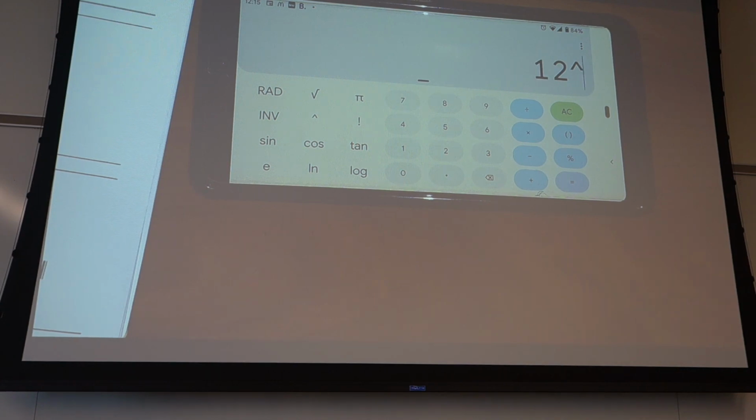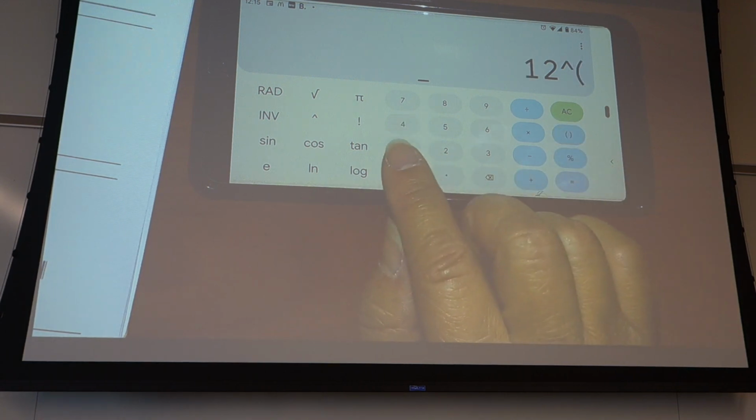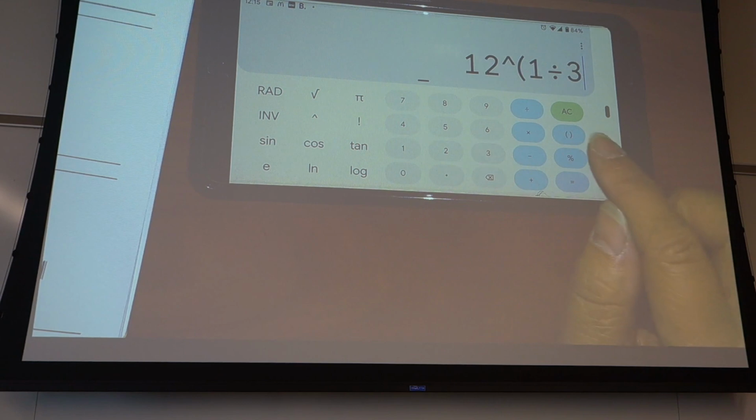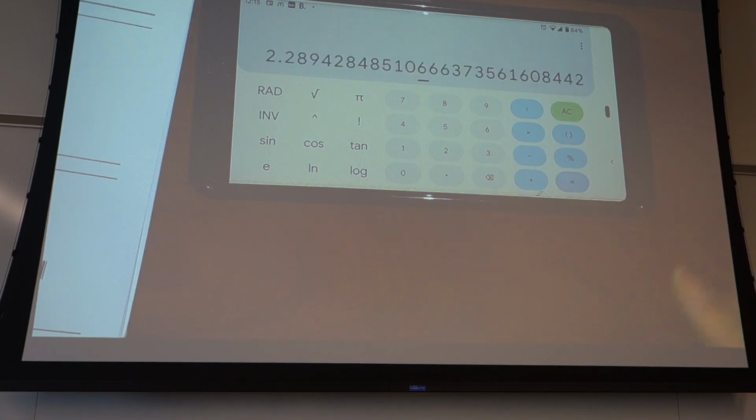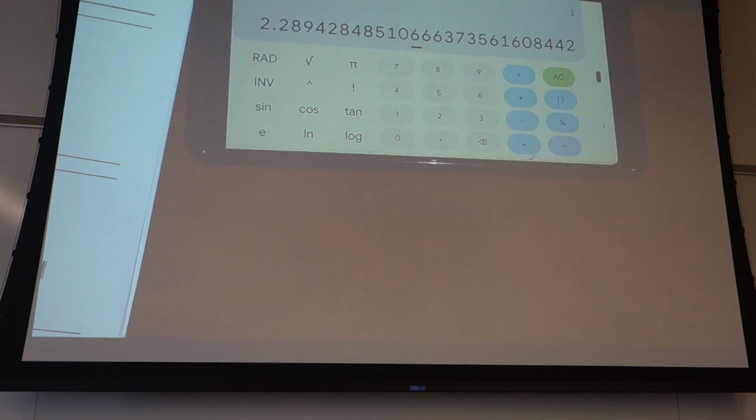If you have an iPhone, you would do the A to the X part. So mine, I'm going to do this: parentheses, 1 divided by 3. Okay, so that's my phone. If you have an iPhone, you would do this instead.